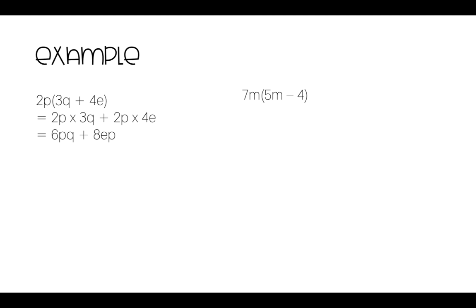The next one, 7m brackets 5m minus 4, so we'd go 7m times 5m plus 7m times negative 4. 7 times 5 is 35, so we'd have 35m. And 7 times negative 4 is negative 28, so we'd have 35m squared, because there's the two m's, minus 28m. And we can't simplify this further because these aren't like terms. Remember that if it's squared, this would have to be squared as well.